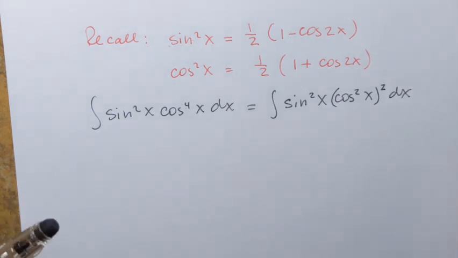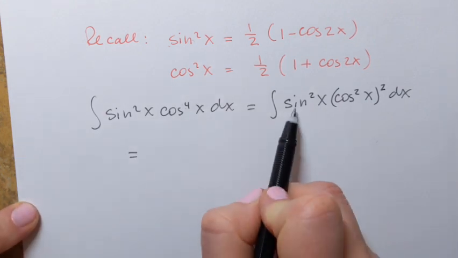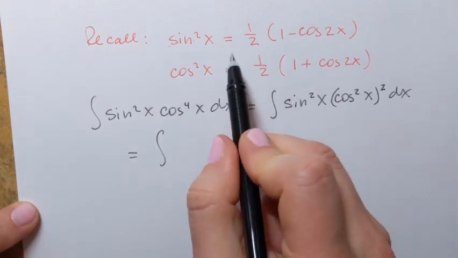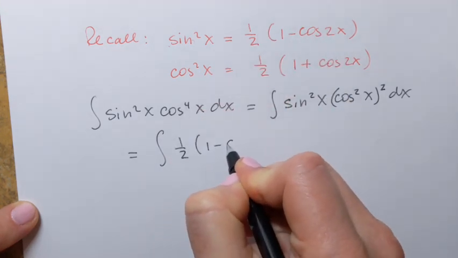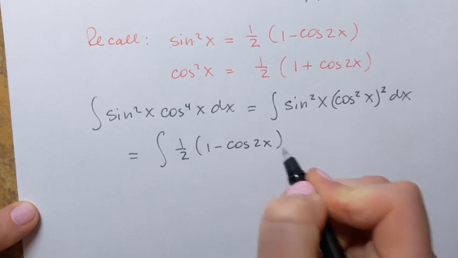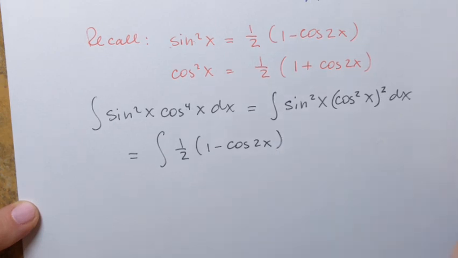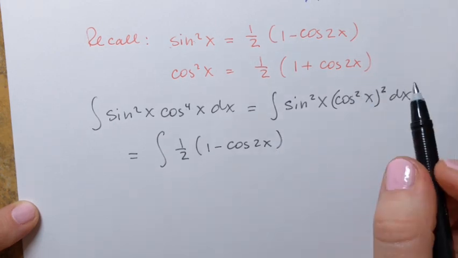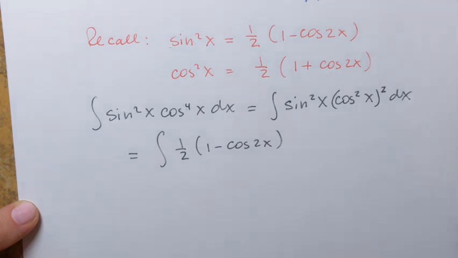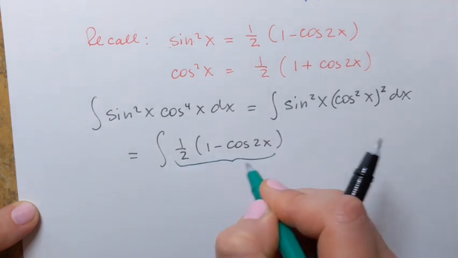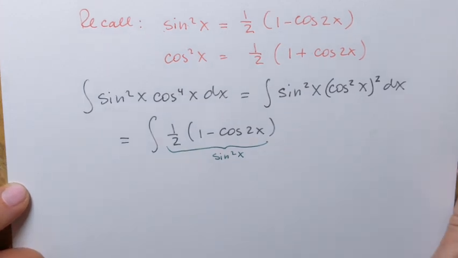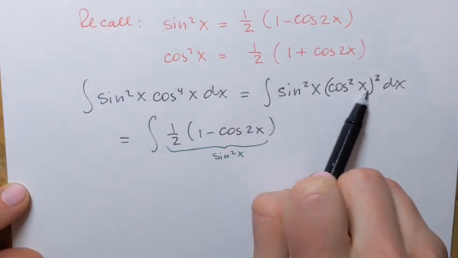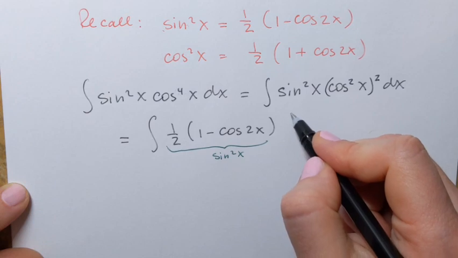Okay, and now I will use the identities. So sine squared of x, I'm replacing with 1/2 times (1 minus cosine of 2x), right? So that's sine squared of x. And then cosine squared of x inside the parentheses, I'm actually going to change that to brackets.